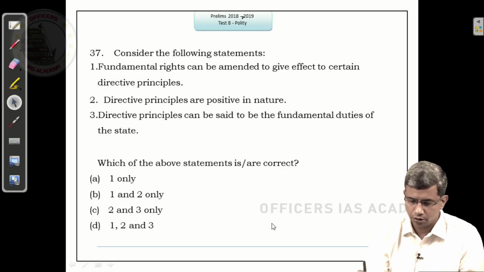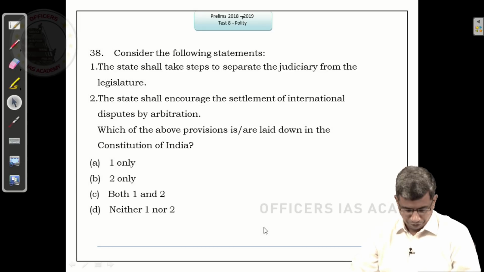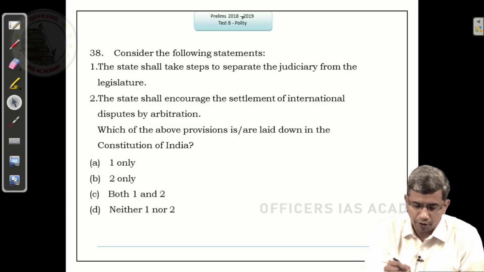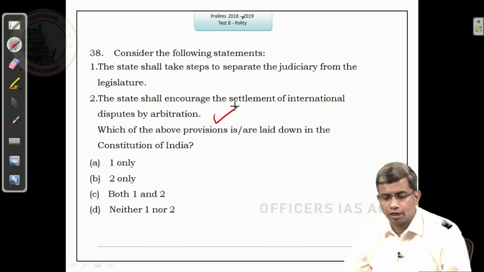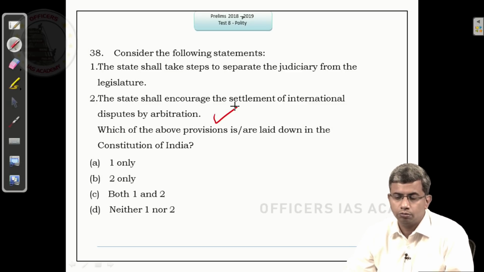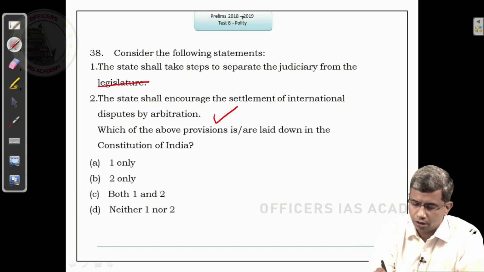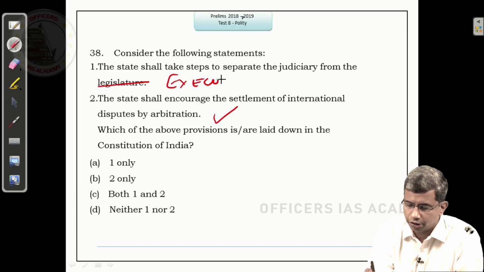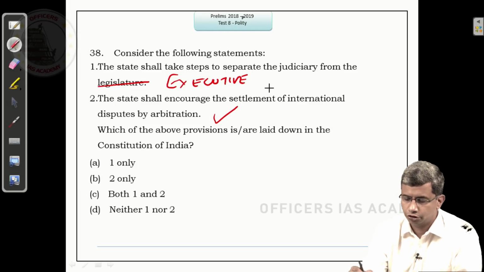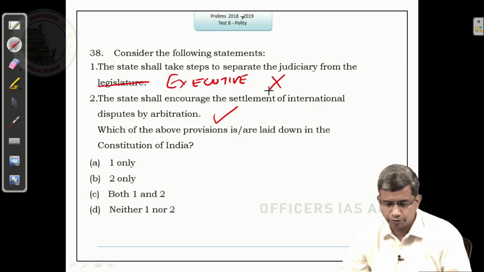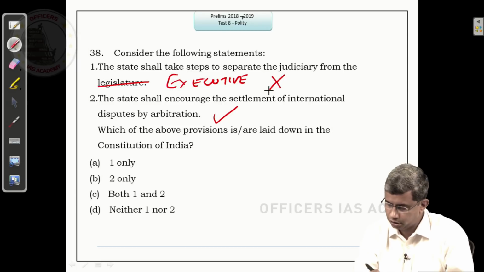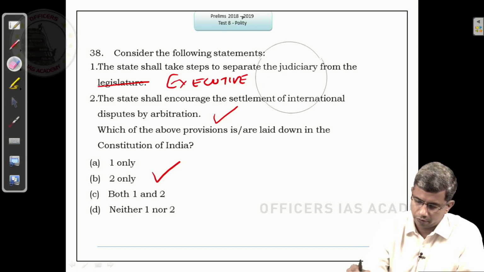Moving on. Consider the following statements. The state shall take steps to separate the judiciary from the legislature. The state shall encourage the settlement of international disputes by arbitration. Article 51, this is a correct statement. Article 50, the state shall take steps to separate the judiciary from the executive, not legislature. So this is a wrong statement. So the correct statement, which are the provisions laid down in the constitution, is B, 2 only.